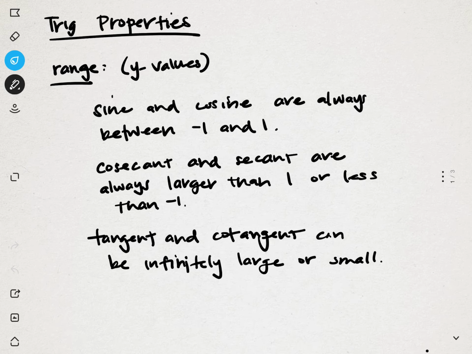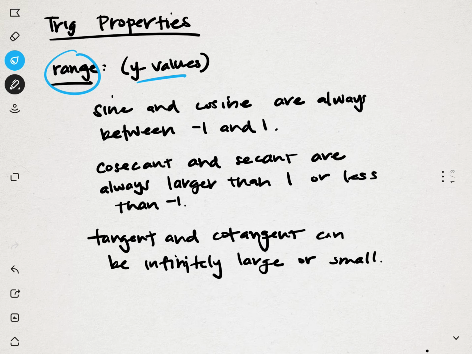Today we're talking about trig properties, and there's a ton of trig properties. We're just going to go over the basic ones today. We'll get more into the other ones as we go through the course. But the first thing we want to talk about is range. Remember that range talks about all the y values that we can have. So what our function can equal to.